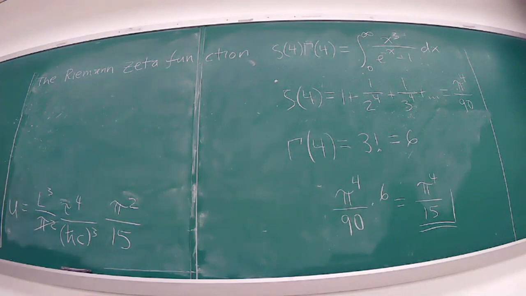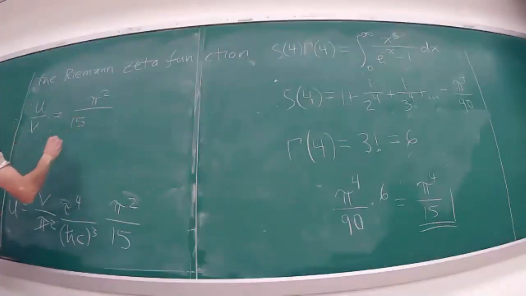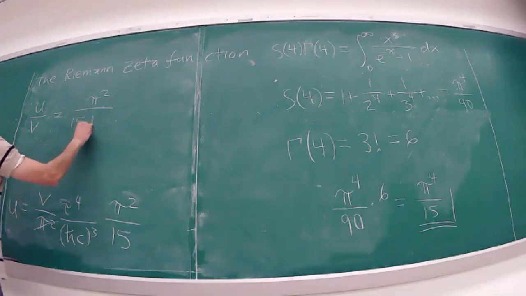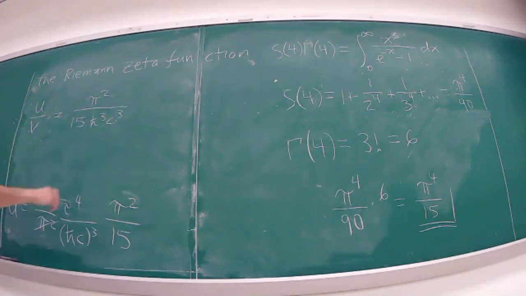This L cubed, we can call it the volume. And so if we divide the total energy in the cavity by the volume to get the space energy density, or the volume energy density, this is pi squared divided by 15 h bar cubed c cubed tau to the 4th.